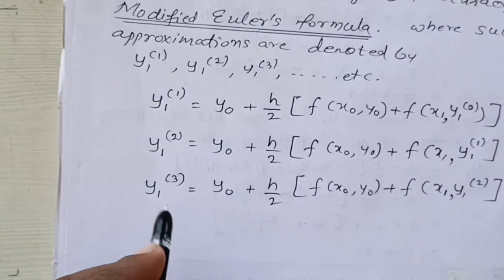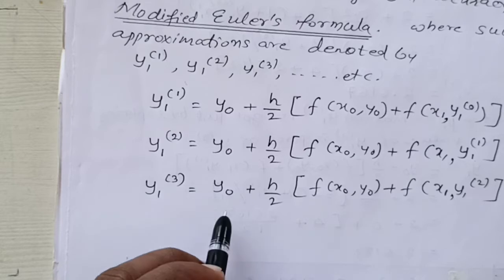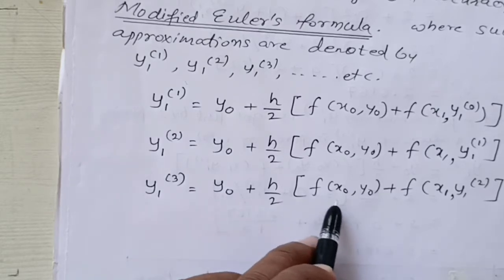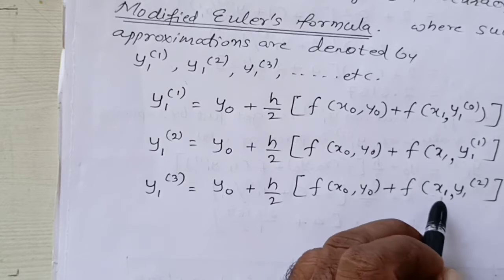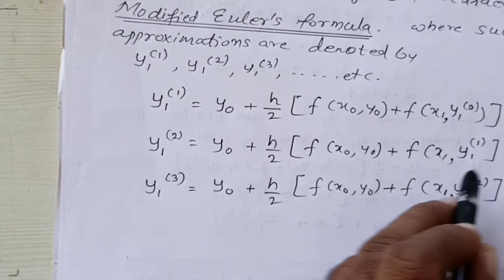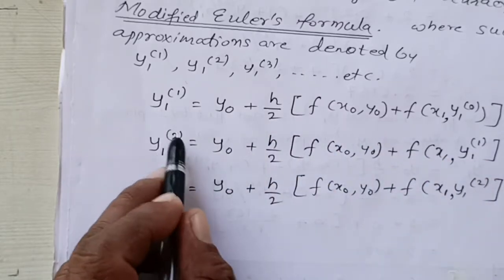Next, the third one, y1 at modified 3, is equal to same y naught plus h by 2 f of x naught, y naught plus f of x1, y1 at modified 2. y1 at modified 2 is the answer of this. If you solve one problem, the theory part will be more clear.